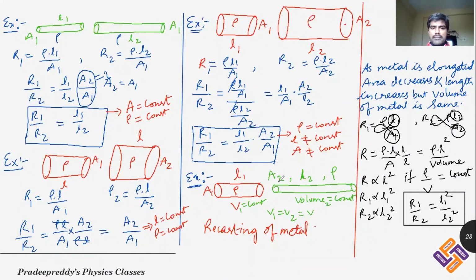And remember, in all these first three examples, volumes are not the same. Volume may be changed. Here V is not equal to constant because these are two different materials. And here also V is not equal to constant. And here also V is not equal to constant. But here in the last case, V is equal to constant. Therefore, all the formulas which we have used in the first three examples are not applicable if volume of the conductor is the same. That's a very important point you need to understand.